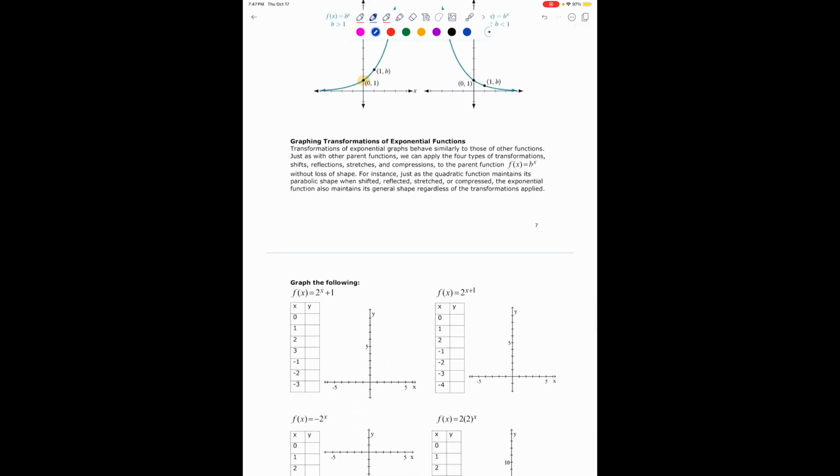Graphing transformations of exponential functions. Transformations of exponential functions behave similarly to those of the other functions that we studied before. Just as with the other parent functions, we can apply the 4 types of transformations, that is shifts, reflections, stretches, and compressions, to the parent function f of x equals b to the x power, without loss of the shape. For instance, just as the quadratic function maintains its parabolic shape when shifted, reflected, stretched, or compressed, the exponential function also maintains its general shape regardless of the transformation applied.